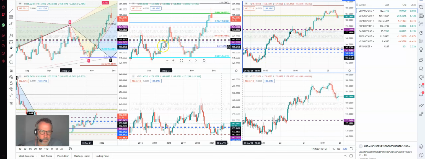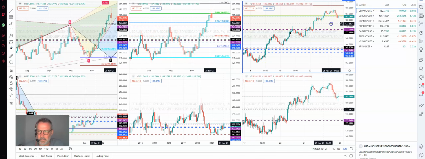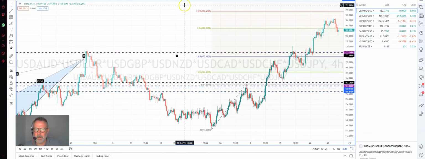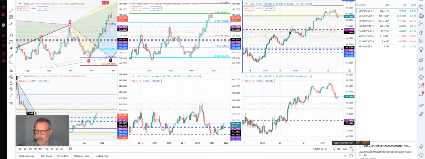So at the moment, the US dollar is in a bit of no man's land. We've got a 261.8% fib up here. We've seen a move to the downside, but we've hit some support on Friday. That is important, and we're going to get to that in a minute.